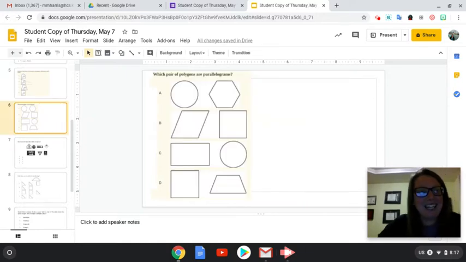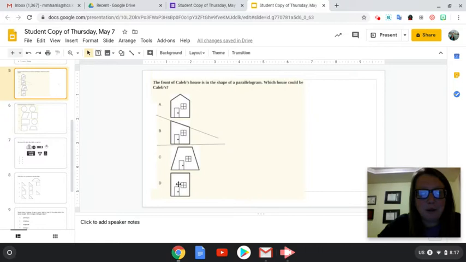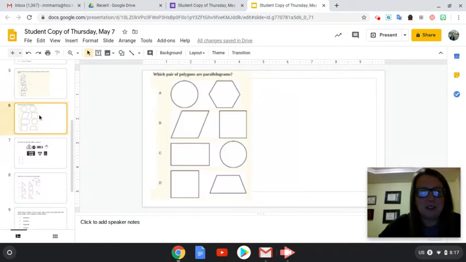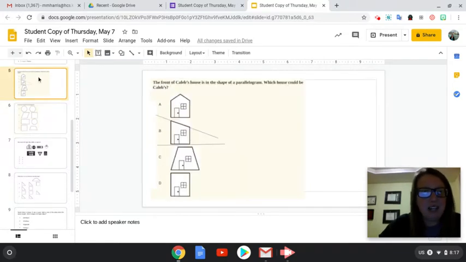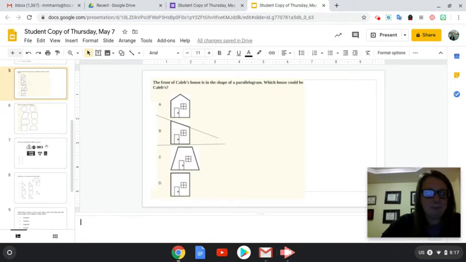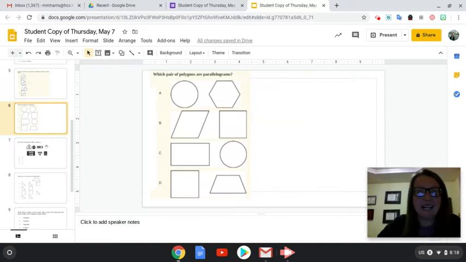Same thing, boys and girls. I'm going to go ahead and write the answer. I want you to go on to this one and go ahead and fill out your answer. Okay, if you haven't had a time to look through it, you can pause me. It says, which pair of polygons are parallelograms?